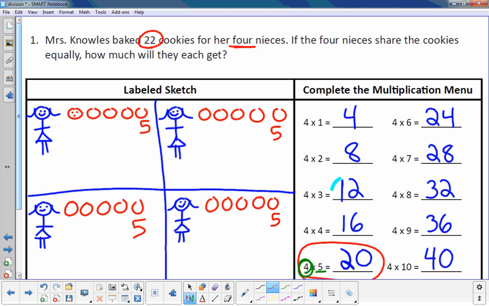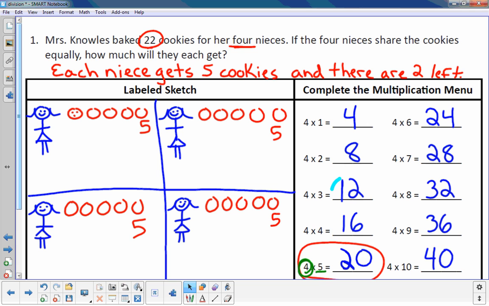So at the top, I'm going to say each niece gets 5 cookies and there are 2 left over. I'm going to run out of room. Let's put 2 left. Let's try another one.